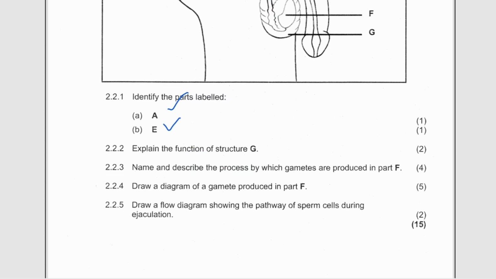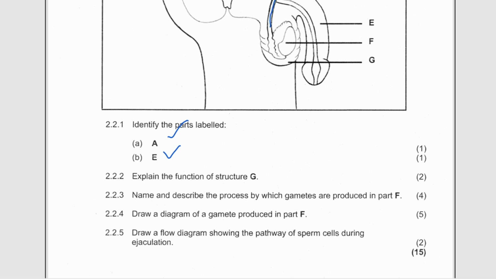Alright, explain the function of G. G is the scrotum. Basically, the scrotum protects the testes from external or mechanical injury. Number 2, it allows the testes to move up and down so that they're able to regulate the temperature of the testes. So it's basically for thermal regulation, and also protection against mechanical injury.